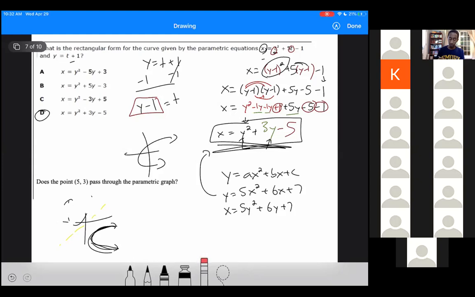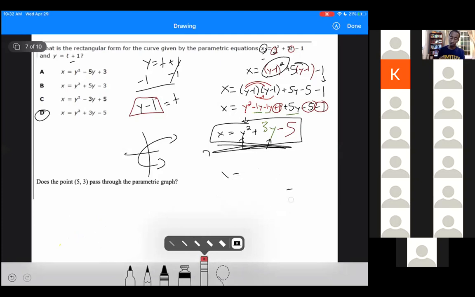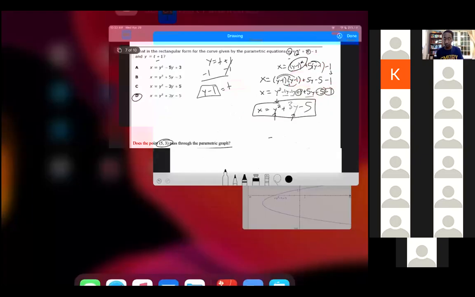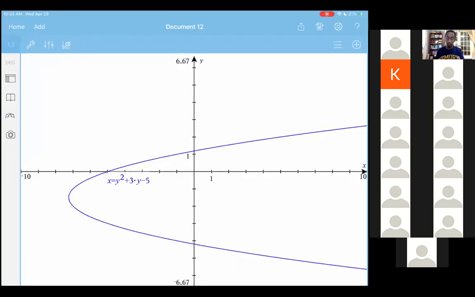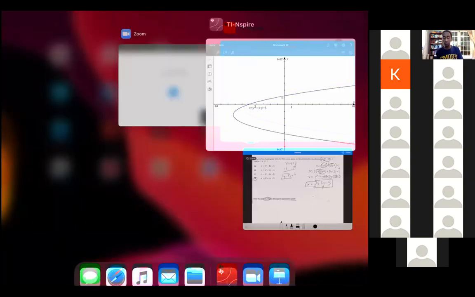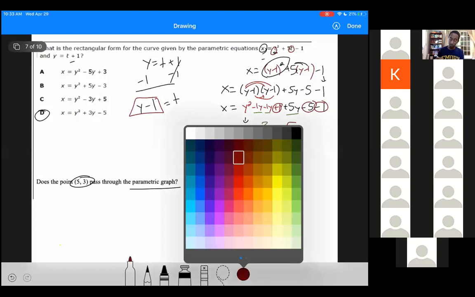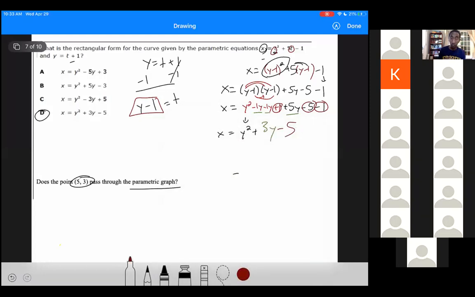Very good. Okay. So does the point 5 comma 3, we're on the next part now. Does a point 5 comma 3 pass through the parametric graph? So we can do that one of two ways. We could graph it like I just did, and we can look at it and see, okay, 5, 3, 1, 2, 3, 4, 5. 3, does it pass through? You can kind of look at it visually. But what if we didn't have the graph? What would we do in order to see if it passed through? Can't we just plug in the points to see if we get the other point?